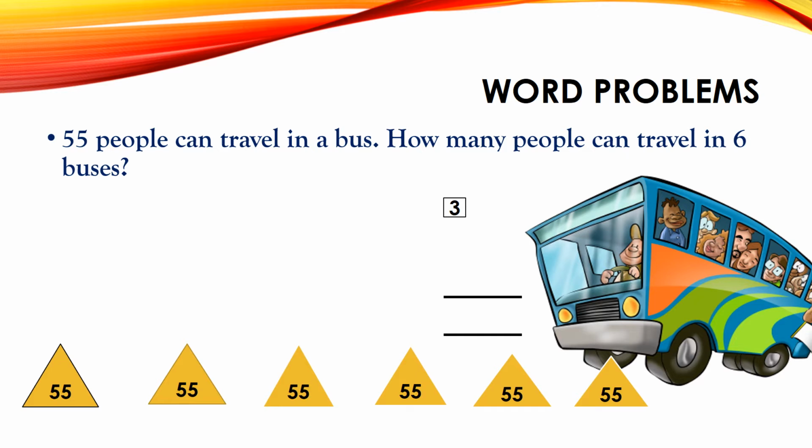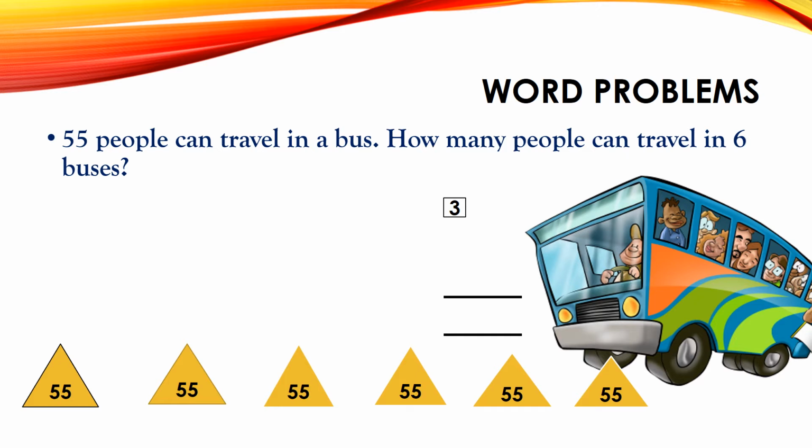Now let us look at the information that has been given over here. So I have represented the buses as triangles below. Since there are 6 buses, there are 6 triangles. Now look at the first statement. It says 55 people can travel in a bus. A bus means one bus. So each triangle will have 55 people in them.